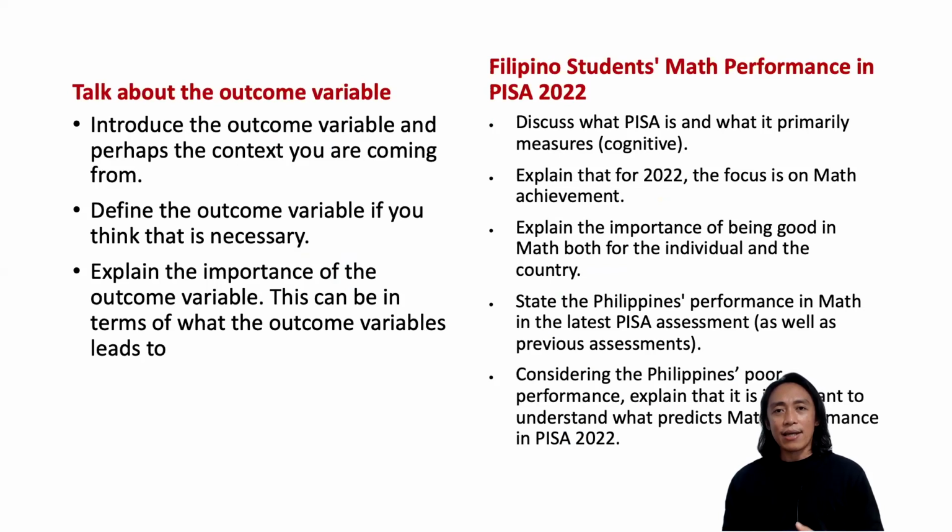And then after defining the outcome variable, explain why the variable is important. The importance of a variable can be in terms of what are some of the consequences of the presence or the lack of this particular variable. So for example, if our outcome variable is math performance, we can discuss why studying math performance is important. So it says here, explain the importance of being good in math, both for the individual and the country, given that there is a country angle in the narrative.